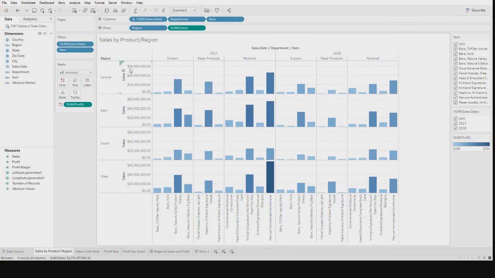And they deal with tens of millions of dollars of sales. They're a national company. You see, they have Central, East, South, and West. So they have stores in pretty much every part of the country.